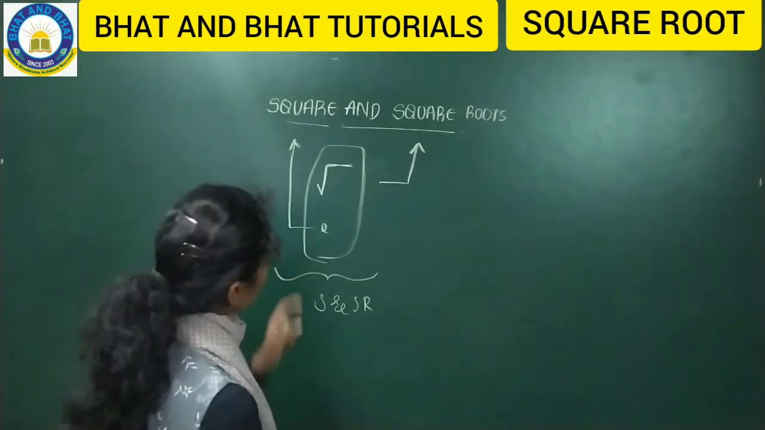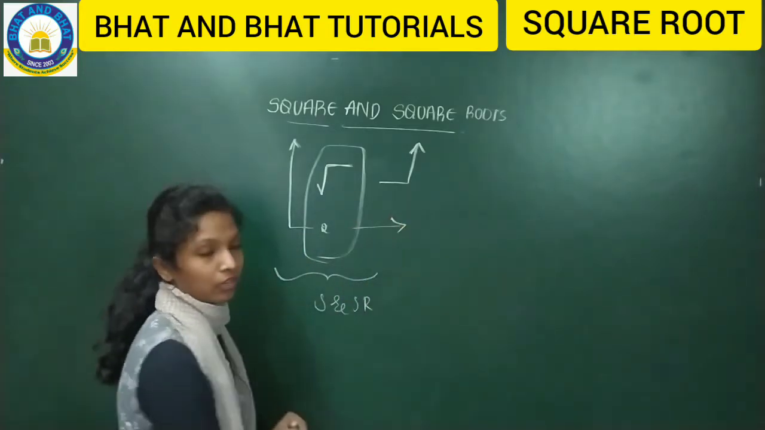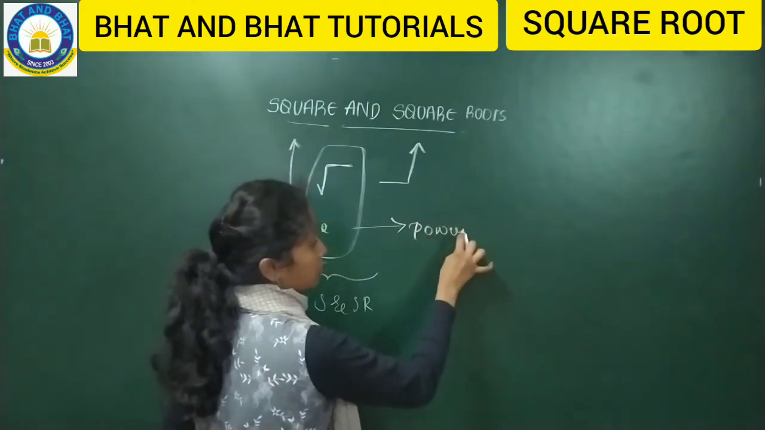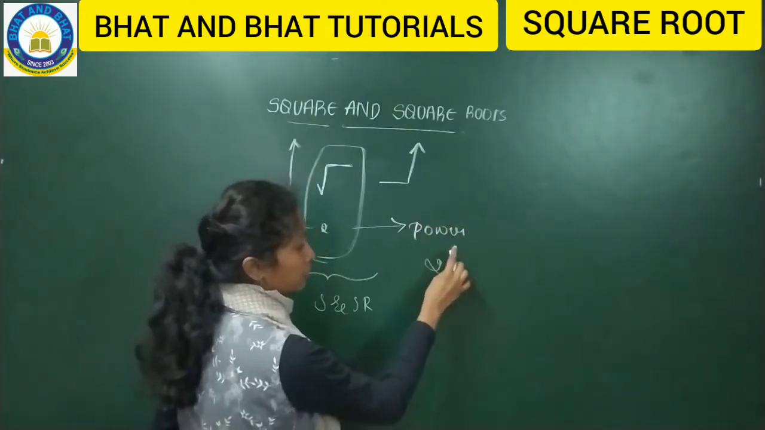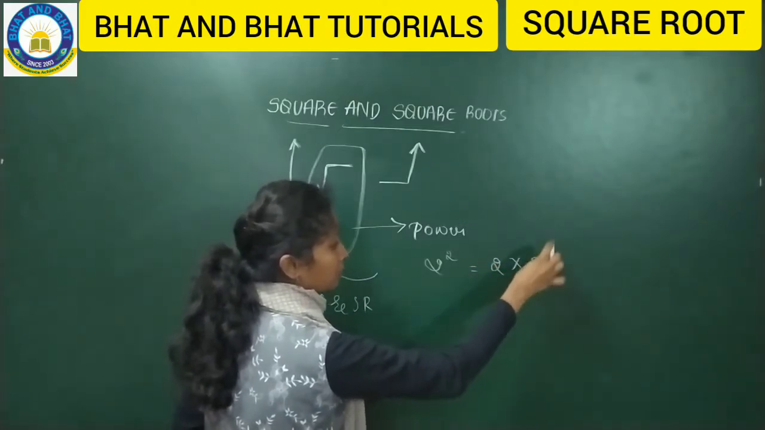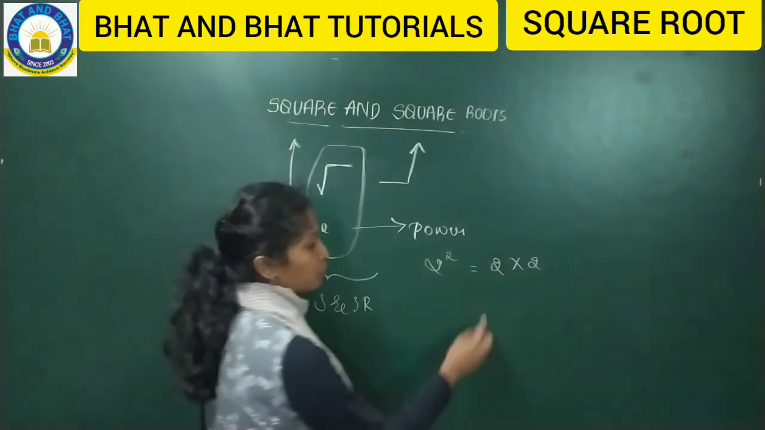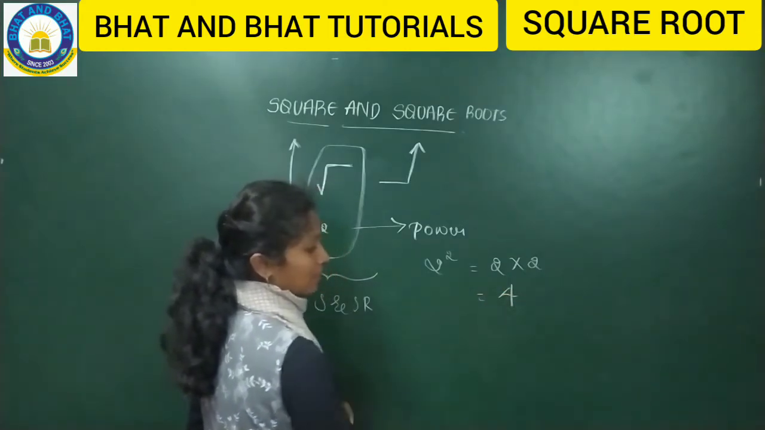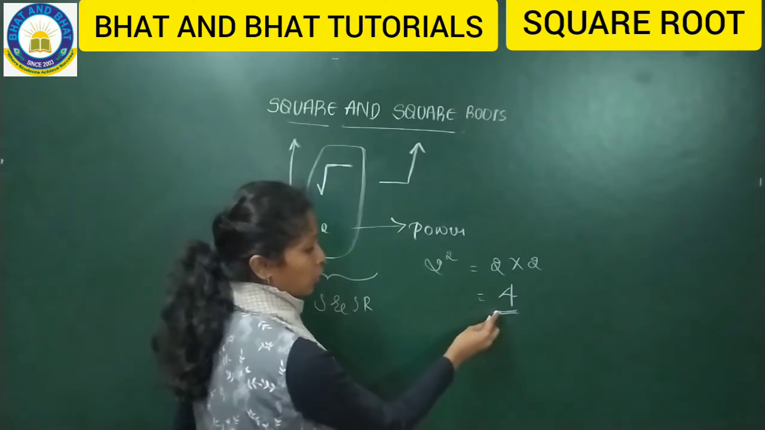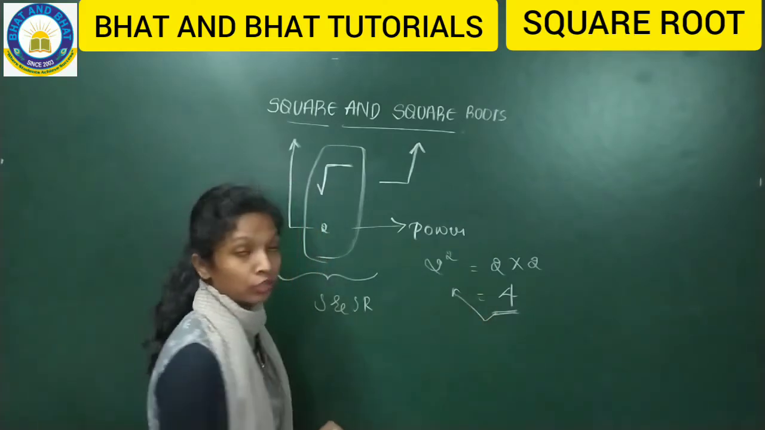Okay, so how are we going to define this square? This one we can also call power. That is 2 to the power of 2, which is nothing but you are going to multiply the number 2 with the same number 2. So when you multiply with the same number 2, you will get one more new number. That number is called the square number of the 2.